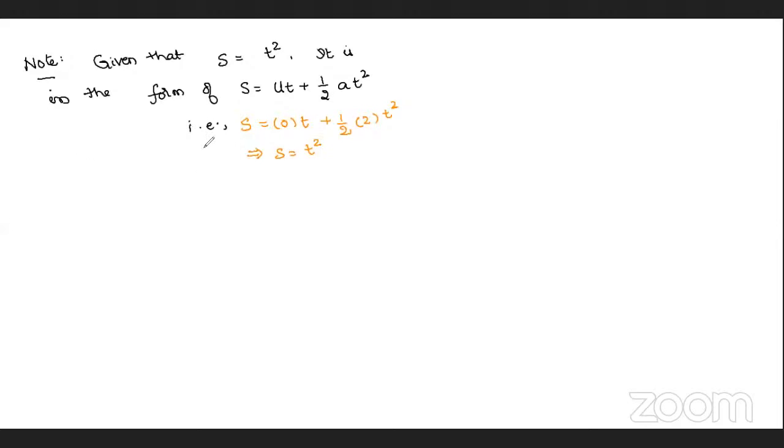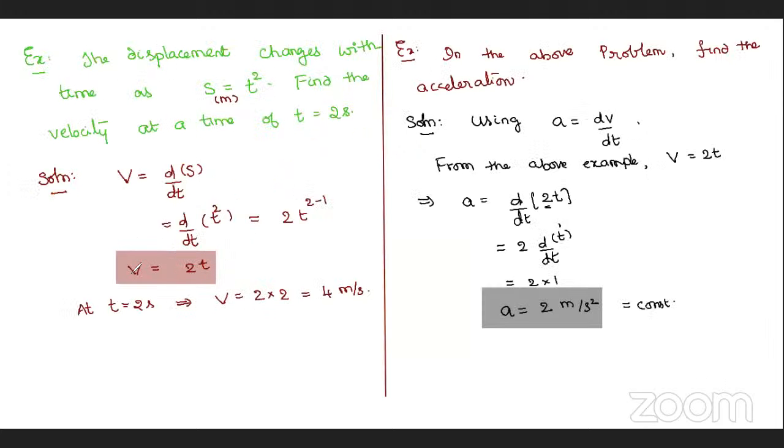And here, look at the same question. If they ask for the initial velocity, from this equation, by comparing with ut plus half at square, u is 0, or you can go back and find the answer using the differentiation method.